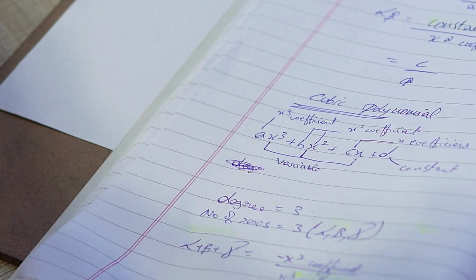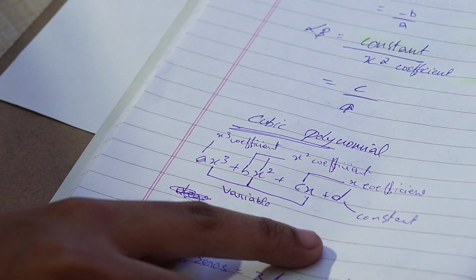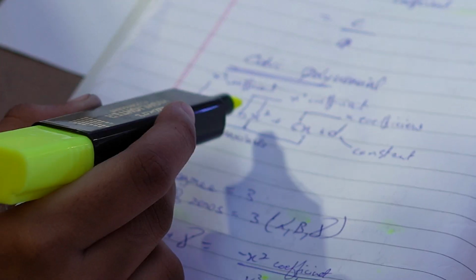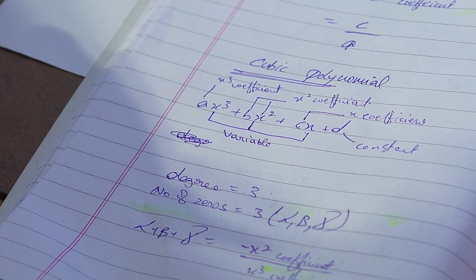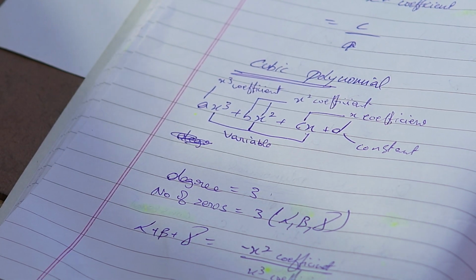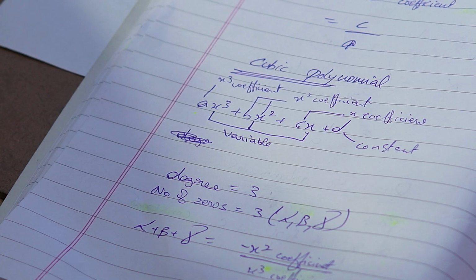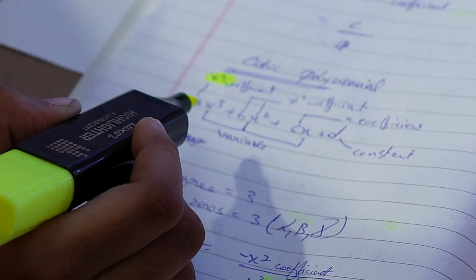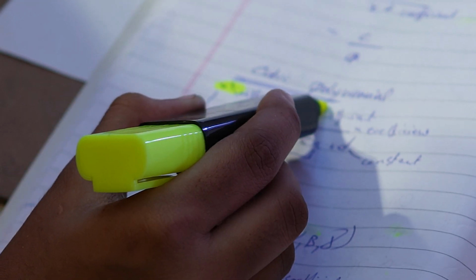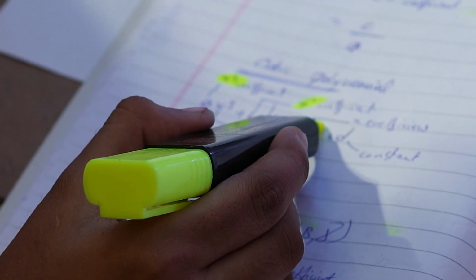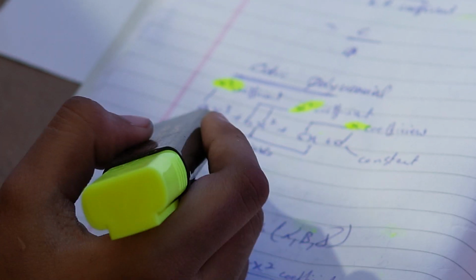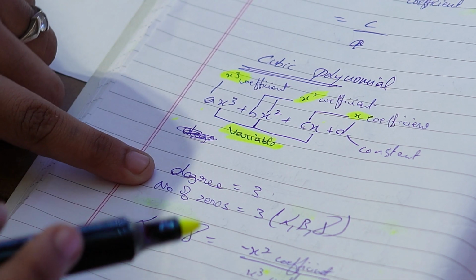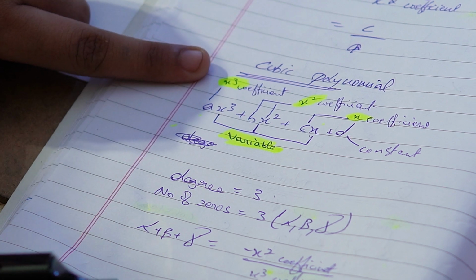Next comes the cubic polynomial. If you take a cubic polynomial, there are 3 coefficients a, b and c, and 3 variables x cube, x square and x, and 1 constant which is d. So a is the coefficient of x cube, b is the coefficient of x square, c is the coefficient of x and d is the constant. X cube, x square and x are the variables. The degree here is 3 because the highest power is 3.